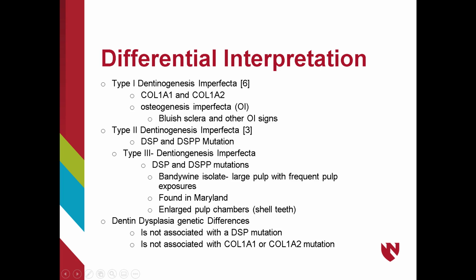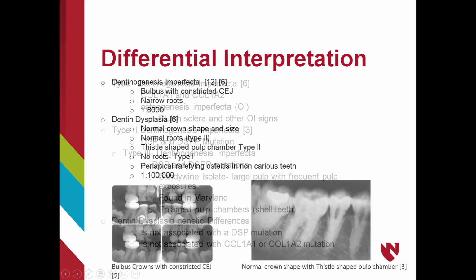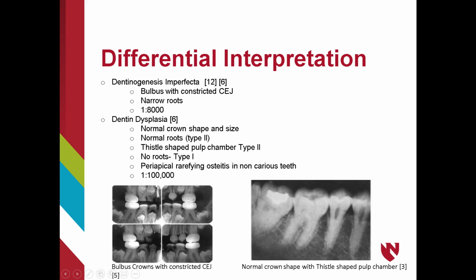Type 2 and type 3 dentinogenesis imperfecta is caused by mutation in both the DSP and DSPP genes. Type 2 is more common as type 3 was only recorded in a small population found in Maryland. Dentin dysplasia does share the DSPP mutation but differs from dentinogenesis imperfecta by not being associated with the DSP, COL1A1 or COL1A2 mutations. General clinical characteristics of dentinogenesis imperfecta that distinguish it from dentin dysplasia include bulbous crowns with constricted CEJs and short, narrow roots.